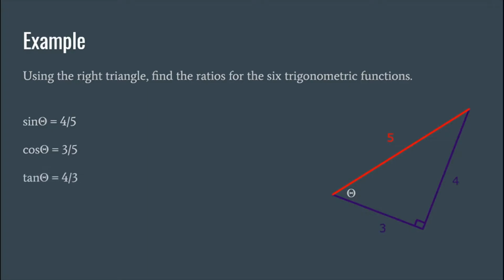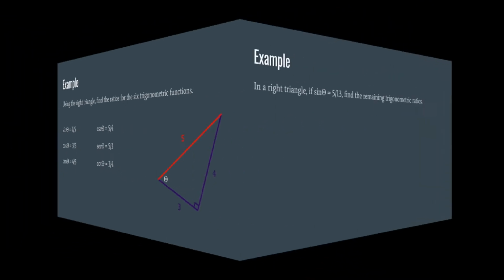Now the easy part about this is that once you have these three, finding the reciprocal functions will be easy because all you gotta do is flip them over. Sine's reciprocal function we said was cosecant, so all we're gonna do is flip over 4 over 5 and we get 5 over 4 for cosecant. Cosine's reciprocal function is secant, so we flip over 3 over 5, and that's what we get for secant. Tangent's reciprocal function is cotangent, so we just flip it over again, and that's what we get for cotangent. Pretty simple, right? Let's try another one.